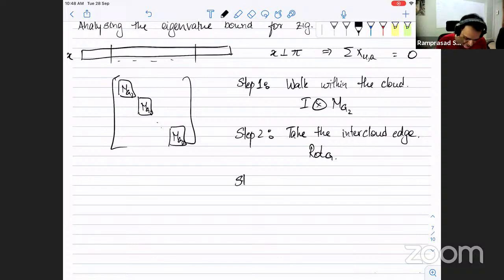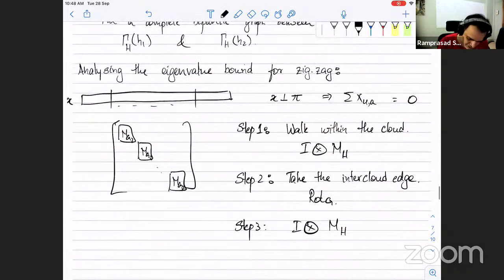And then step 3 is again another copy of I tensor MG2. By the way, I'm sure I will make the mistake, so I'm just going to call the second graph H and the first graph G. So, for G zig-zag H.